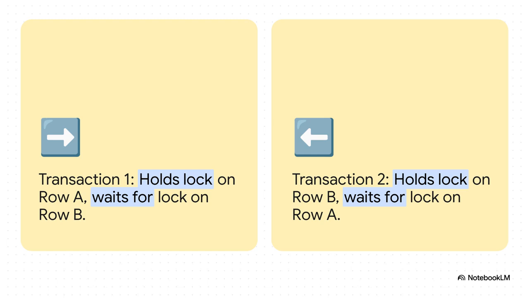Neither can proceed. Now, if left to their own devices, they'd wait forever, but MySQL is way too smart for that. It has a deadlock detection system. It sees this circular wait, declares one of the transactions the victim, and rolls it back. That frees up the lock so the other one can finally finish.